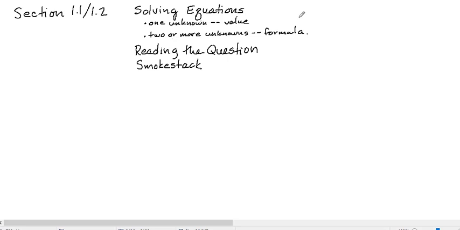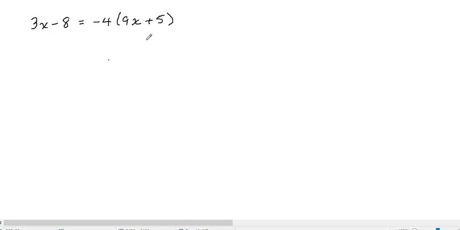This is section 1.1 and 1.2 combined. This is continuing review. We're going to look at solving equations when there's one unknown or if there's two or more unknowns. Reading the question, and I'm serious about that, it's a major part of this course, and the smokestack problem. Okay, first we're going to look at solving a basic linear equation.